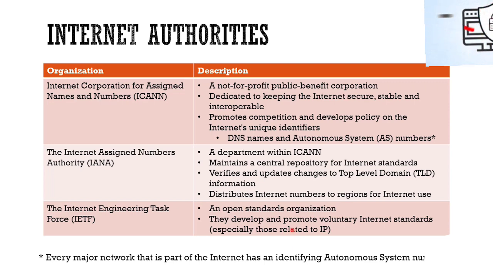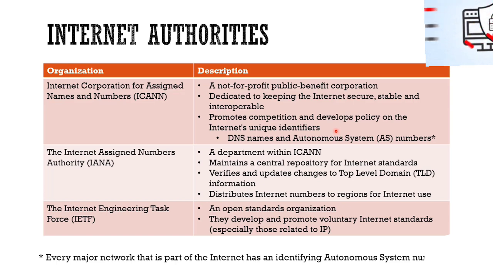At the very top is the Internet Corporation for Assigned Names and Numbers, ICANN. They're a non-profit, public benefit corporation. They're dedicated to keeping the Internet secure, stable and interoperable. So they're responsible for specifying domain names and autonomous system numbers. When you're a big organization, not just an ISP, but also an organization that has like 50,000 nodes, you can have your own autonomous system number, which makes you a heavy hitter on the internet.